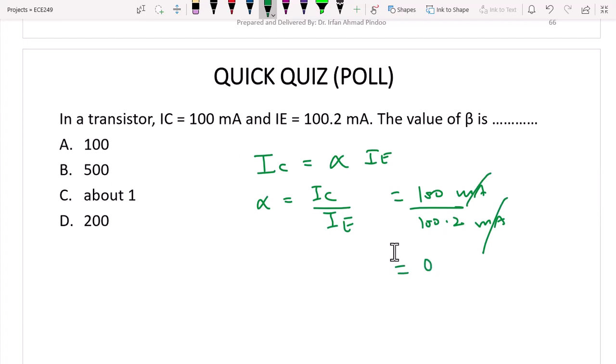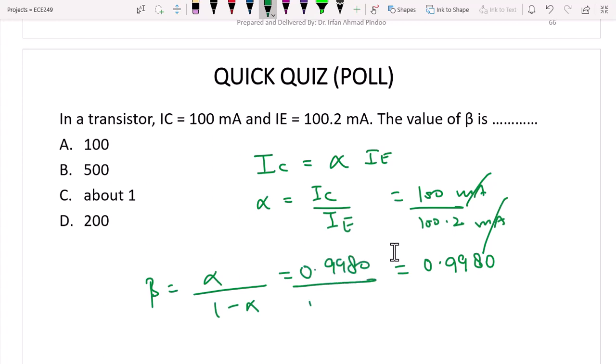You can use a calculator, and this value comes to 0.9980, right? So then what is beta? Beta is alpha upon 1 minus alpha, so we write 0.9980 divided by 1 minus 0.9980. Again using a calculator, this value comes out as 499. So the answer is B, 500.